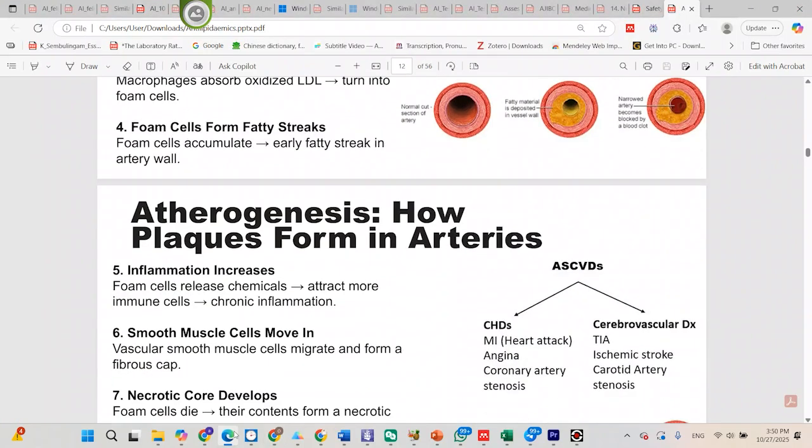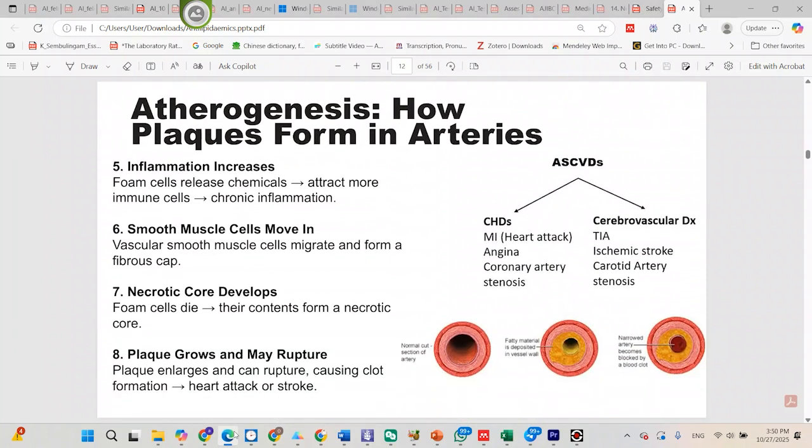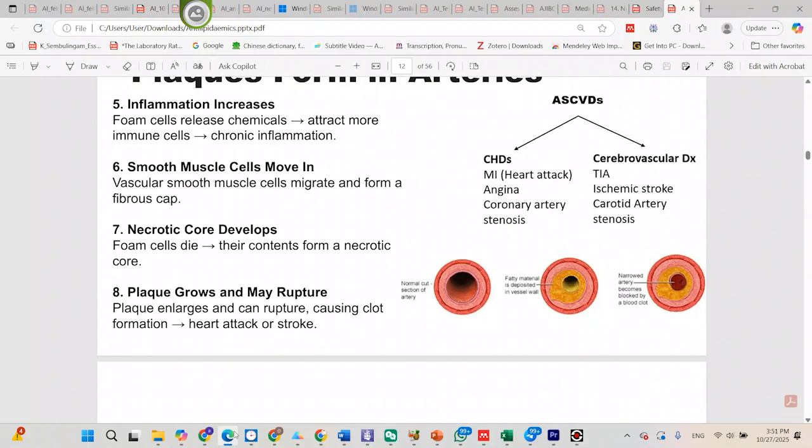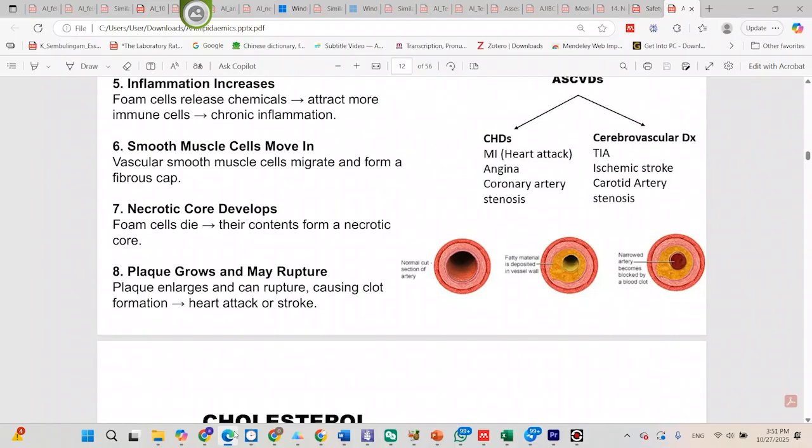Okay, now the foam cells release chemicals, attract more immune cells, and this leads to chronic inflammation. Then the vascular smooth muscle cells migrate and form a fibrous cap. Foam cells die, their contents form a necrotic core, and the plaque enlarges and can rupture, causing a clot, which can lead to heart attack or stroke.